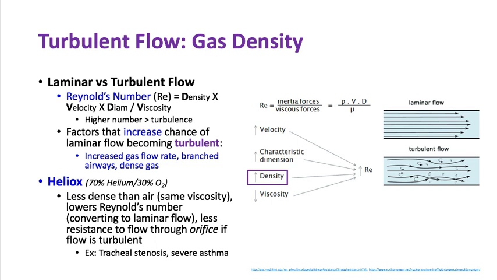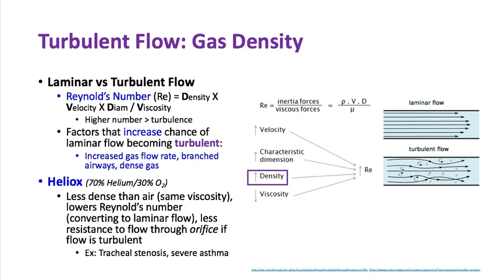And Reynolds number is one of the ways to predict whether turbulence will occur. Reynolds number is a dimensionless number equal to density times velocity times diameter over viscosity. And the higher that number, the higher the chance that there's going to be turbulence. So factors that increase the chance of laminar flow becoming turbulent are things like if the gas flow rate is very high velocity, if there's lots of branches in the airway, and if the gas is very dense.